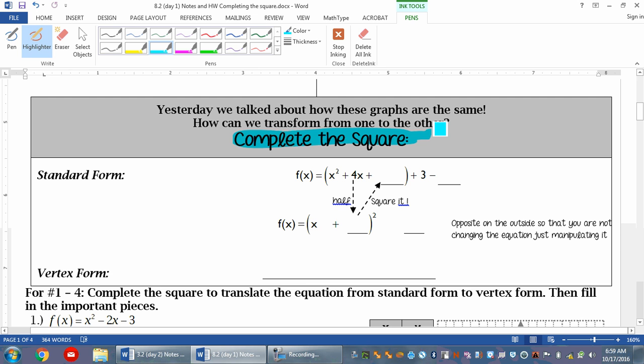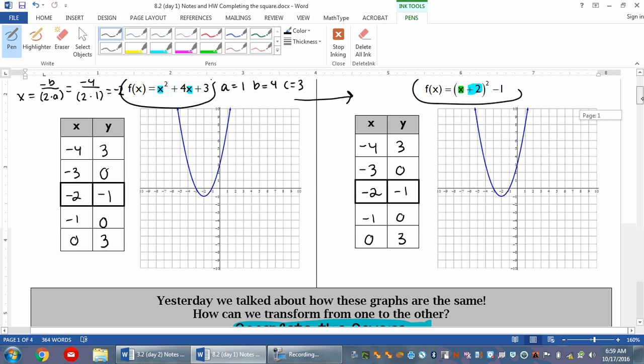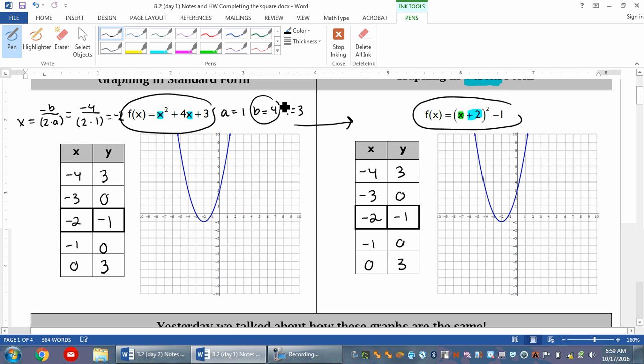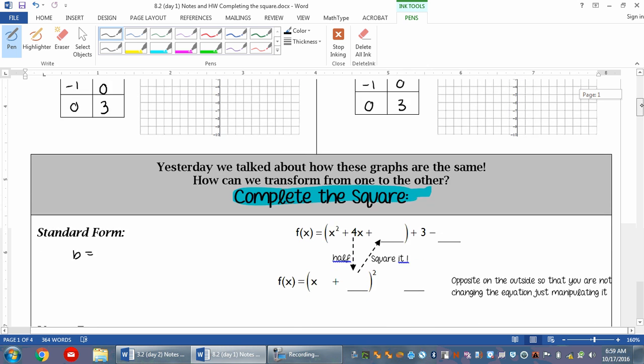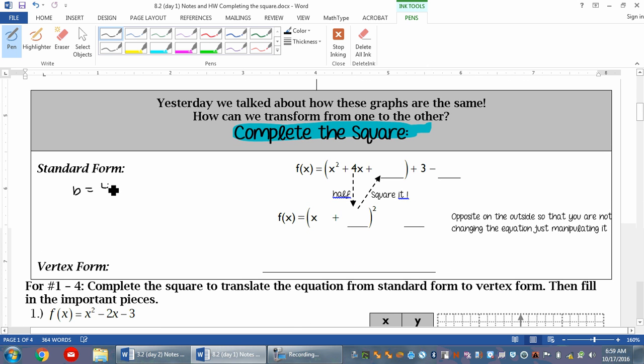There are 3 things to remember. The first thing is b. What is b? For my equation, we're going to use the original equation. So right here, b is 4. Then we are going to divide b by 2, which is 2. Then we're going to take this number and square it, which is 4. This number is the number that completes the square. So you're going to put this number right after that x, and then end it with a parenthesis.